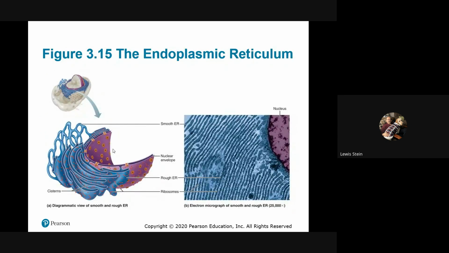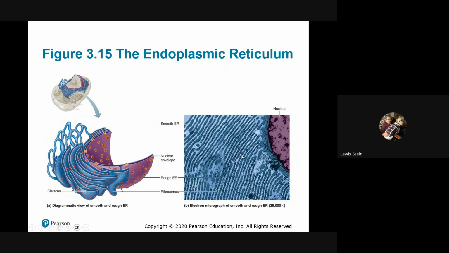The distinction between rough or smooth is a physical, visible appearance on a microscope. Those bound ribosomes that I made mention of briefly before attach to those little pore areas, those little docking sites in the endoplasmic reticulum. The rough is always first. The smooth endoplasmic reticulum is always second.